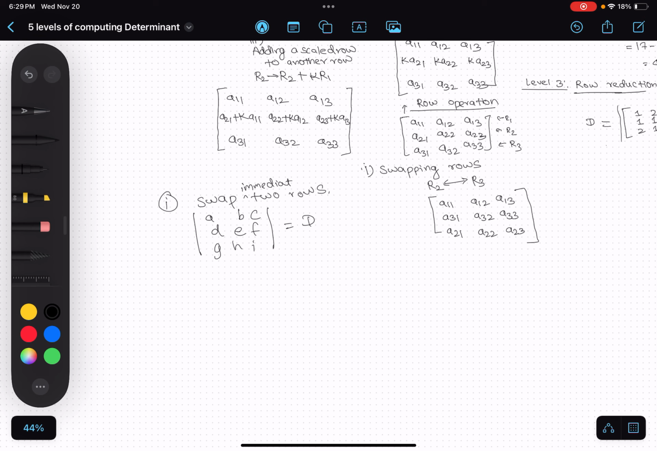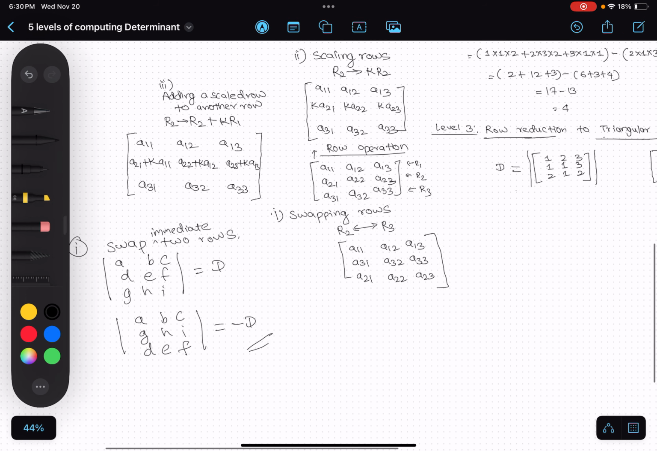And if you are wondering whether you are not allowed to swap the first and third row, yes, you are allowed to swap that too, but that's not a row operation. So if you swap immediate two rows, let's say A B C, G H I, D E F, the determinant will just be multiplied by negative 1. You can verify this by yourself.